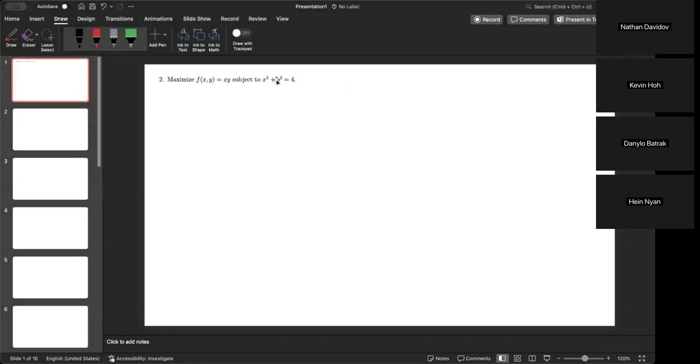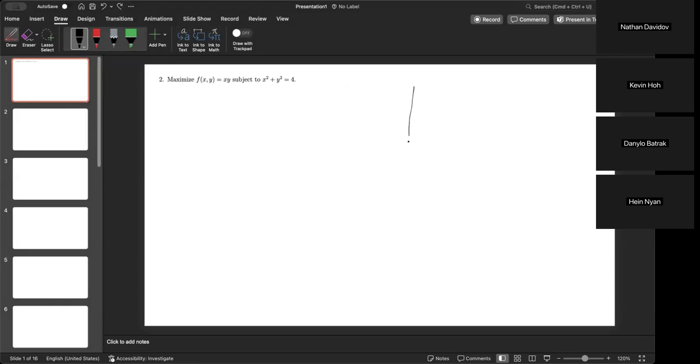Okay, great. So I think we can start. Today's lesson will be a continuation on optimization. So here's an optimization question. Given this function f of x, y is x times y, maximize it subject to this constraint.